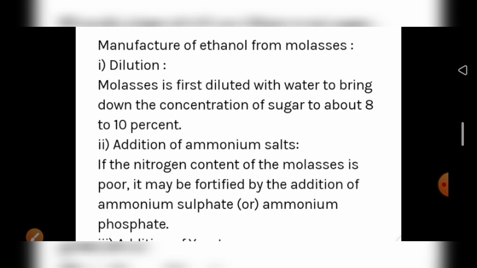Second step, the addition of ammonium salt. Why are we adding the ammonium salt? Because it is a food for yeast. In sugarcane juice, the nitrogenous content is sometimes more and sometimes less. So it may be fortified by the addition of ammonium salt, that is ammonium sulfate or ammonium phosphate.